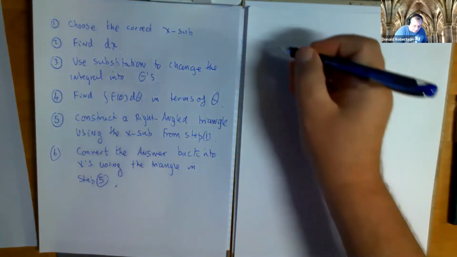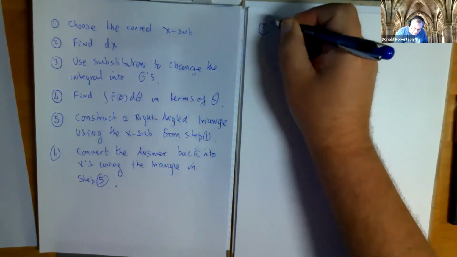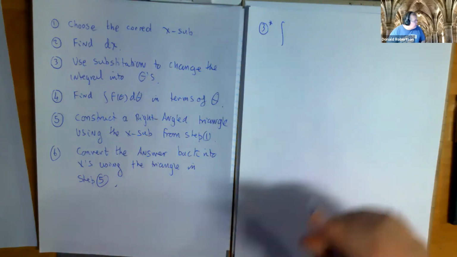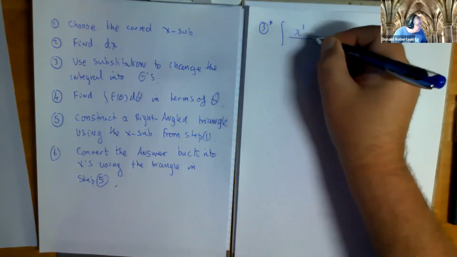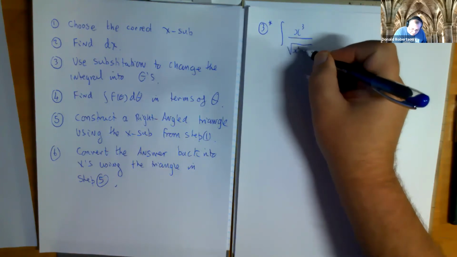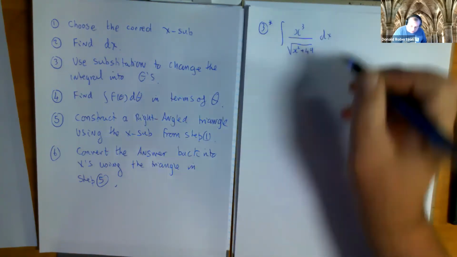So I guess I should start right away with our first question. Version question 3. And we are looking at the integral of x cubed over the square root of x squared plus 49 dx.